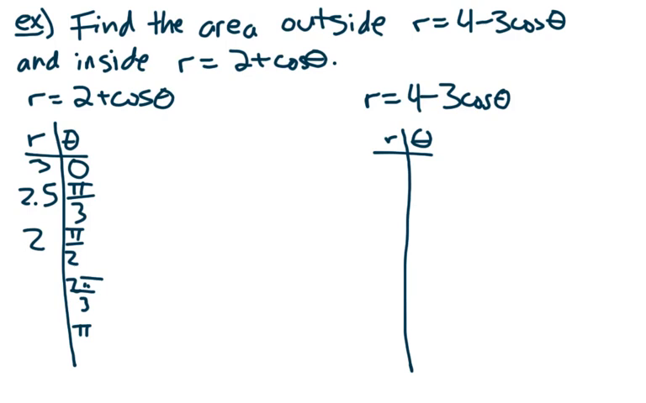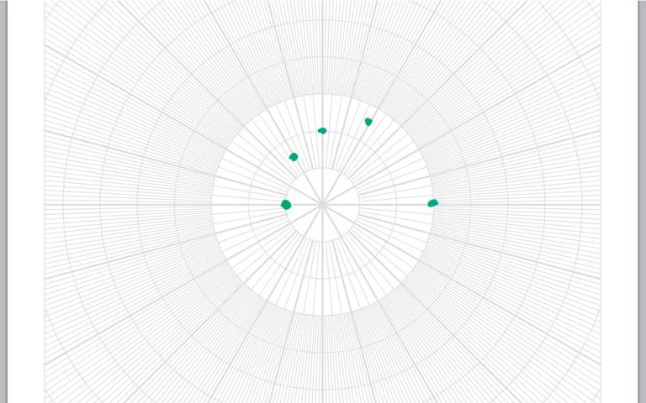2. When I plug in 2 pi over 3. Cosine is negative in the second quadrant. This is going to be 2 plus negative 1/2, or 2 minus 1/2. 4 halves minus 1/2 is 3 halves, or 1.5. And then cosine of pi is going to be negative 1, so 2 plus negative 1, 2 minus 1 is 1.